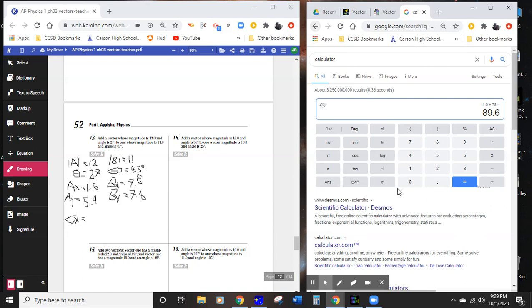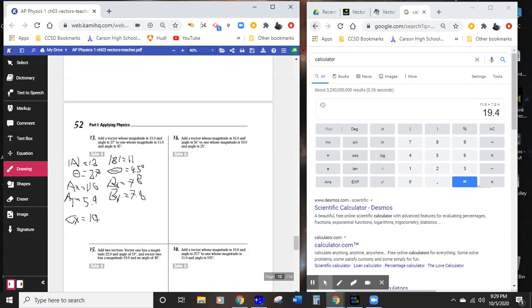Let's see, wait a minute. So let's clear this out. Let's do all clear here, and let's see what we got. 11.6 plus 7.8, and let's see what that equals. Good, 19.4. Boy, I'm not sure what happened there.